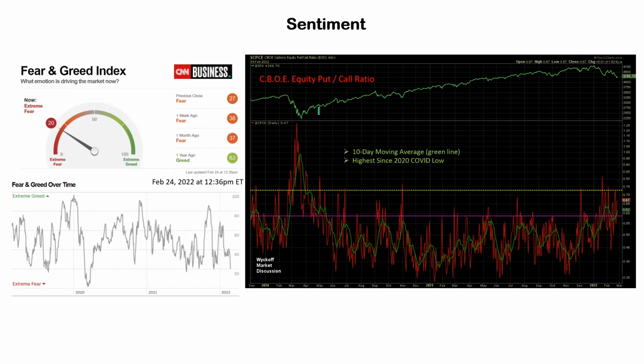And look at what happened. This is an intraday reading on the CNN Fear and Greed Index on Thursday, and it hit a level of 20. And look at this, John. This is the 20 level right here. And the last time we were even below 20 was the COVID low. And we're right to that level right now.